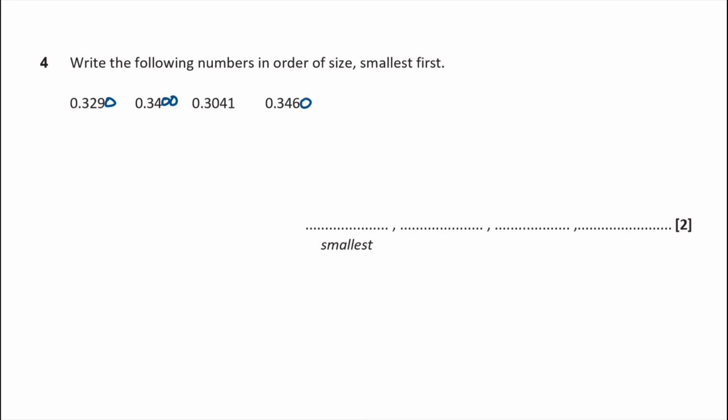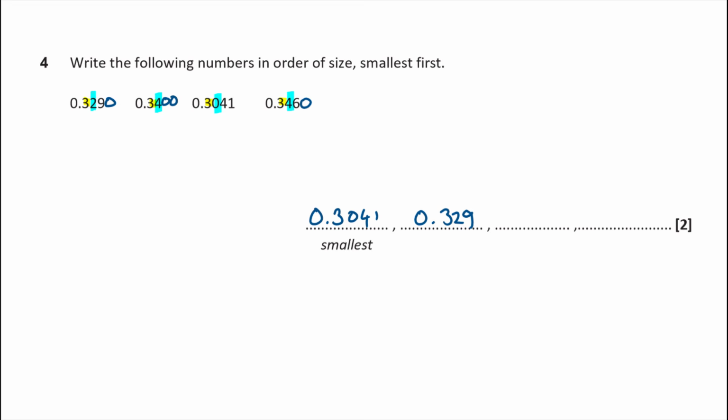Okay. Alternatively, you can just look at them digit by digit. So they all start with 3, so they're all the same. The next digit along is 2, 4, 0 and 4. So the smallest ones are the 0, aren't they? So that's the one that comes first, 0.3041. And then the next biggest is going to be the 2 from the first number, so 0.329. Now the other ones both got a 4, so they're the same.